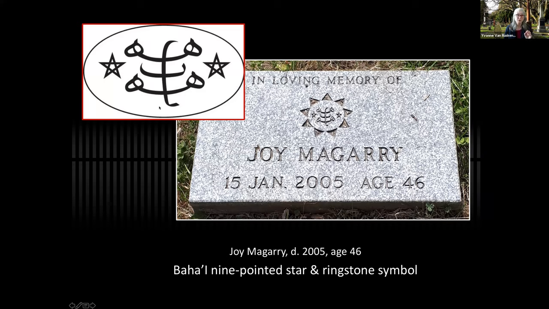So first you have the three horizontal lines. The top one is God, the bottom one is humanity, and the one in between represents the manifestations of God. So God's energy and love comes down through the manifestations from God down to humanity.